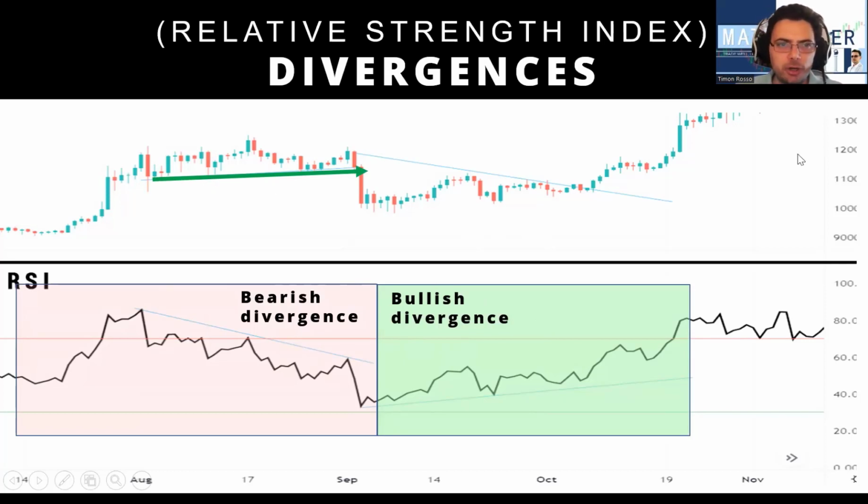A bearish divergence is where the price of the market is moving up and the RSI momentum is moving down. This tells you that the buying that is taking place within the price is not as strong and convincing, and therefore you can expect the price to drop.